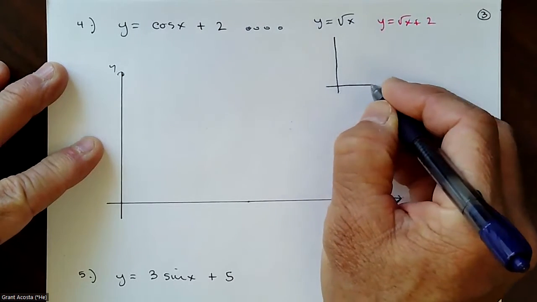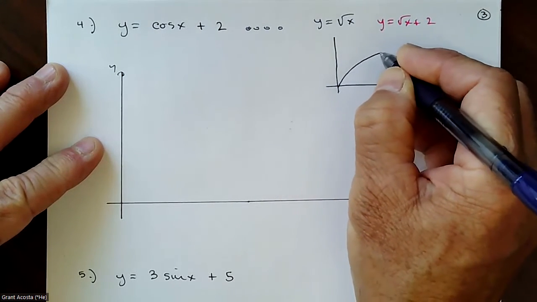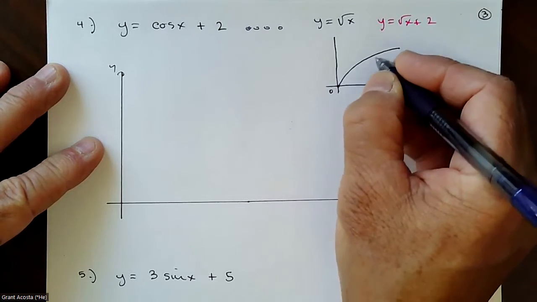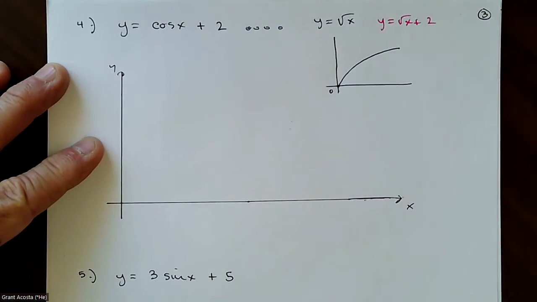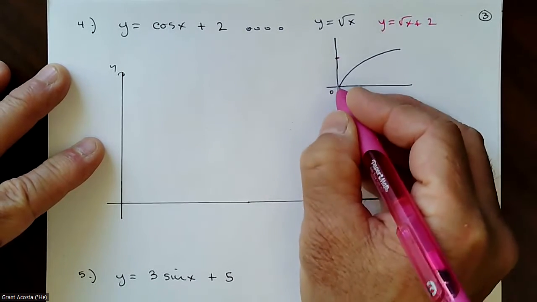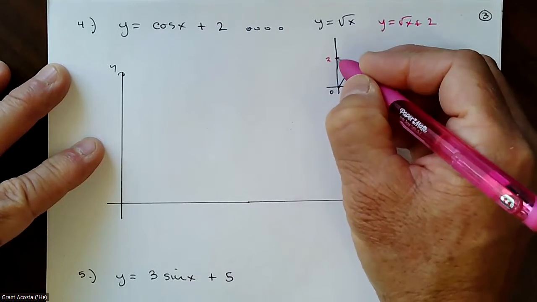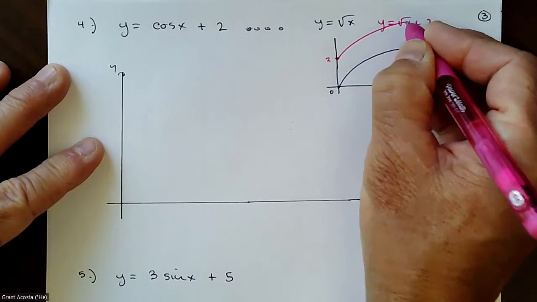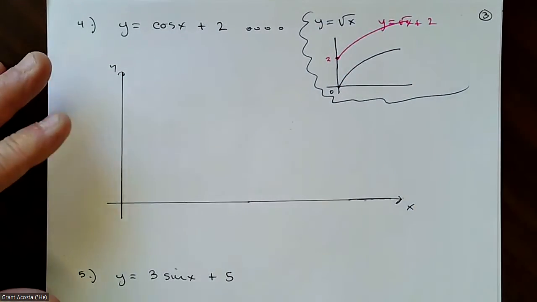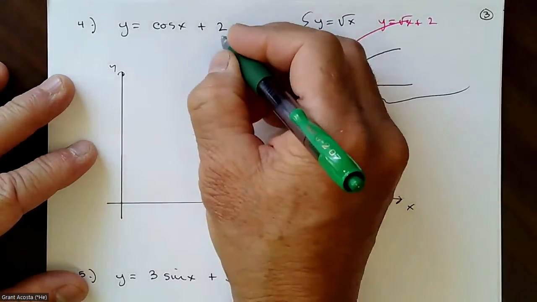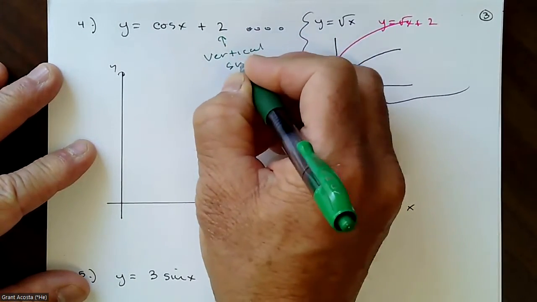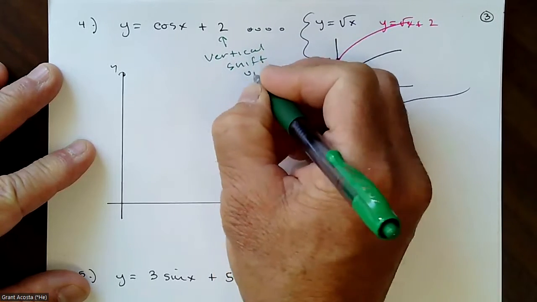The graph of regular square root of x, we've already seen, looks like this, starts at 0, 0, curves upward. But all this is going to do is raise my graph up 2 units. So instead of starting at 0, 0, it's going to start at 0, 2, and it's going to be the exact same graph. Okay, so this is a vertical shift. This plus 2 moves my graph up. Vertical shift up 2.